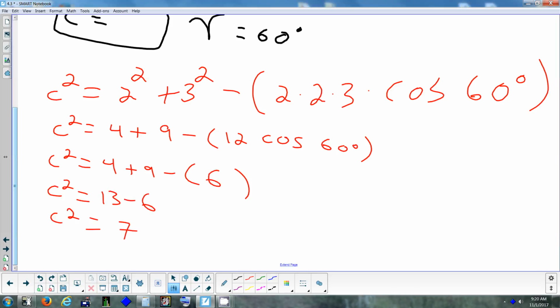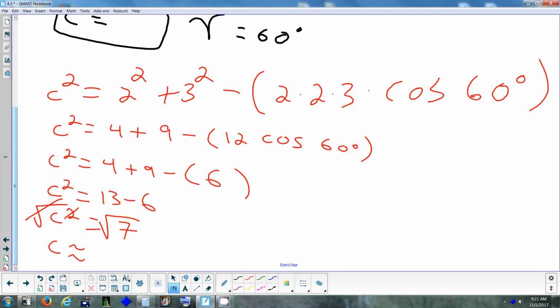And I'm pretty much done, except I don't quite have C yet. I have C squared. So how do I get rid of, that's a function, right? Squaring something is a function. So we need another function that cancels it out. The square root. The square root function. So C is the square root of 7.